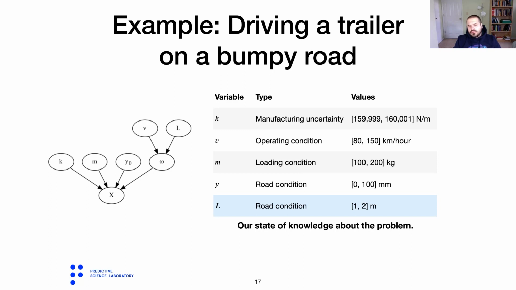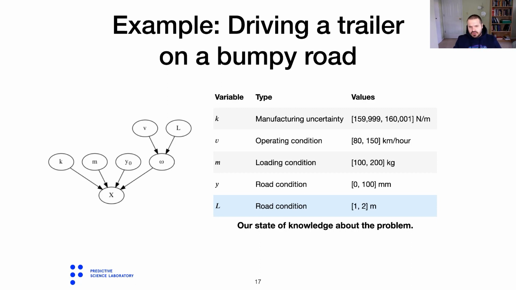Now, about the loading condition, m, the mass that the trailer carries, we know that the trailer itself, let's say, is 100 kilograms, and then a driver may put on it a maximum of another 100 kilograms. So m, the mass of the trailer, could be anywhere between 100, which is its own mass, up to 200 kilograms, which is the mass of the trailer plus the mass of the load.